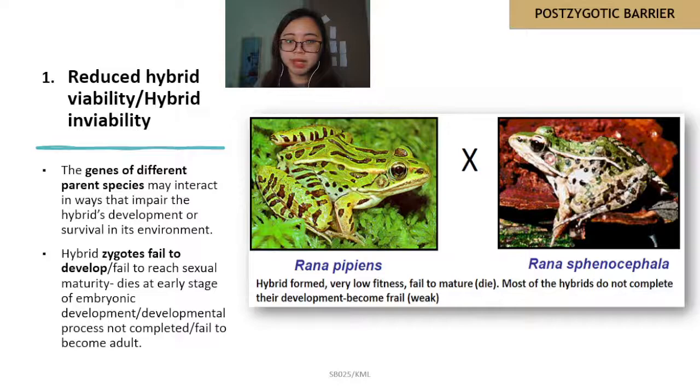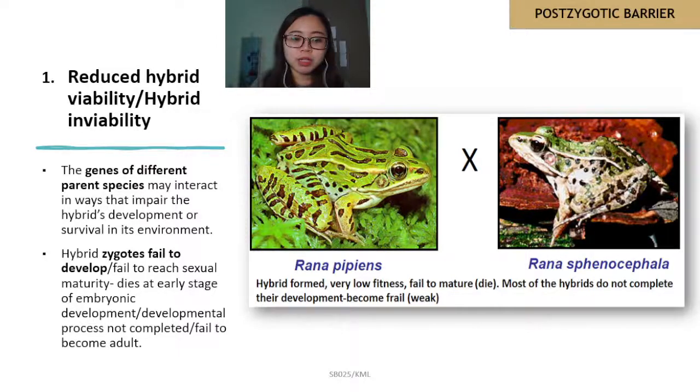Ini sperm dengan ovum itu berjaya melakukan persenyawaan. They manage to do fertilization. So the zygote forms. The zygote becomes an embryo. But either the embryo dies in the womb or it hatches but never becomes an adult. And basically it fails to live to pass on its genes. Biasa kita cakap hybrid inviability. Dia mati. Hybrid niya senang mati.